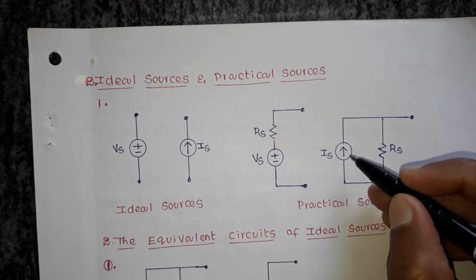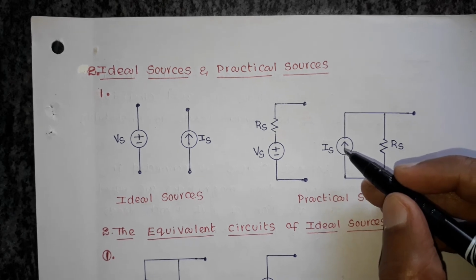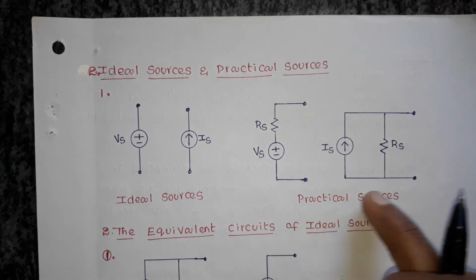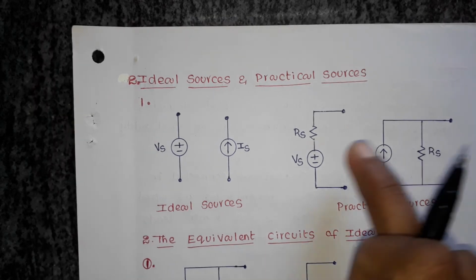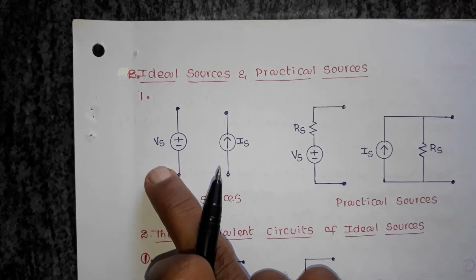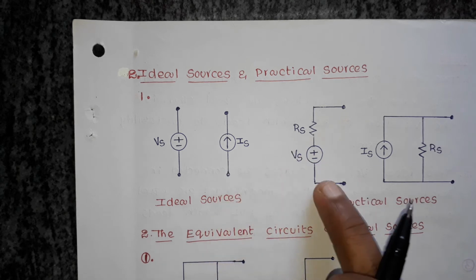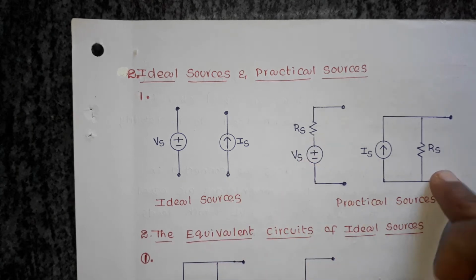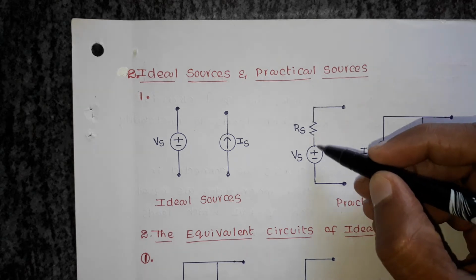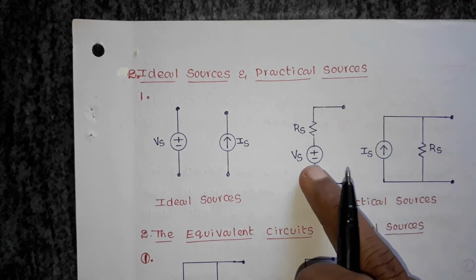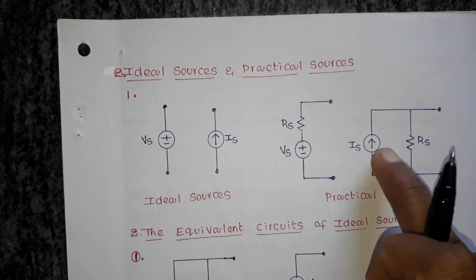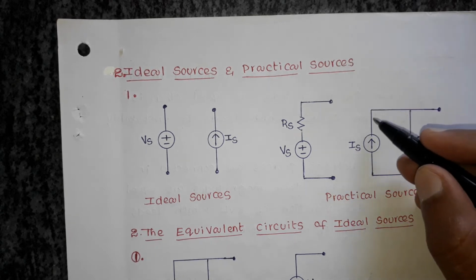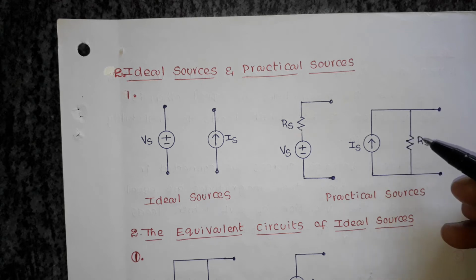If a resistor is in parallel with the ideal current source, then this combination is said to be a practical current source. So these are the ideal voltage source and ideal current source, and these are the practical voltage source and practical current source. So RS in series with the ideal voltage source becomes the practical voltage source, and when a resistor is connected in parallel with the current source, that is said to be a practical current source.